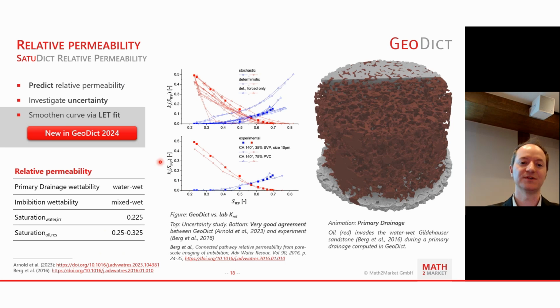So you can see the relative permeability on the Y scale and water saturation at the bottom. In red, the oil relative permeability curve, and in blue, the water relative permeability curve. And the experimental points are all these squares here, and the curve computed in GeoDict fits quite well with the experimental data for the Gildehauser sandstone here. So that's published. Feel free to have a look.